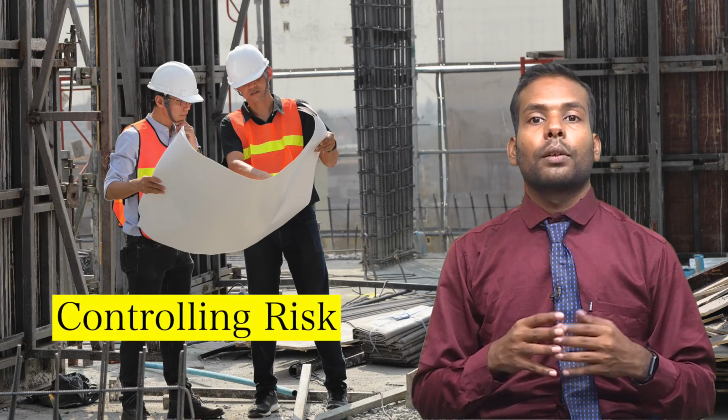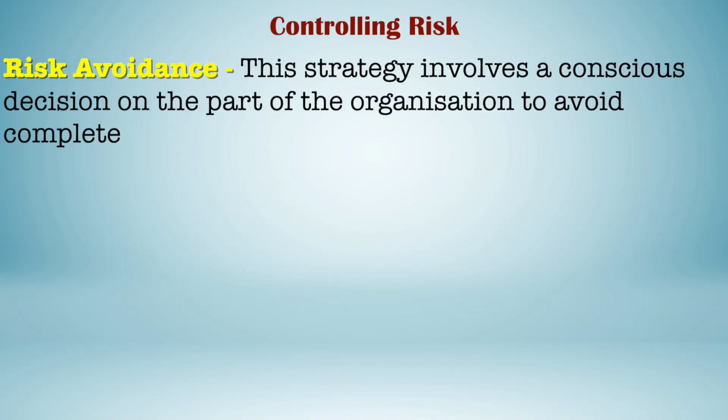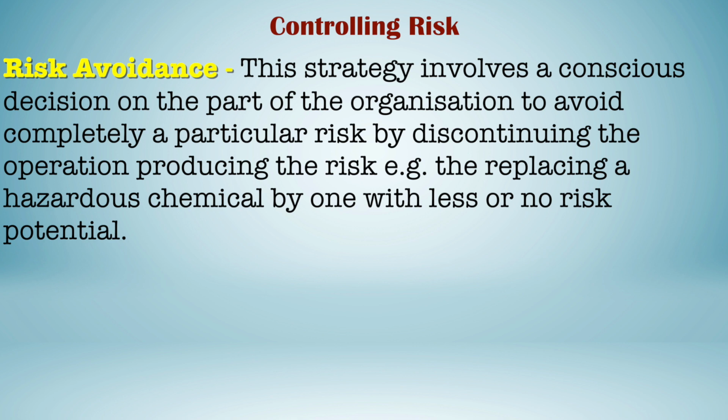Let us discuss controlling risk. Risk avoidance. This strategy involves a conscious decision on the part of the organization to avoid completely a particular risk by discontinuing the process or operation producing the risk, for example, replacing a hazardous chemical by one with less risk potential.